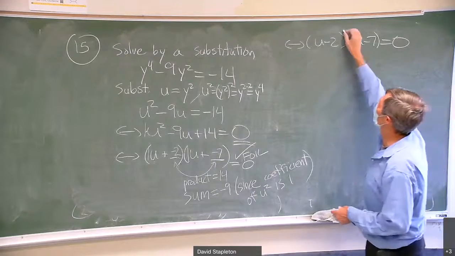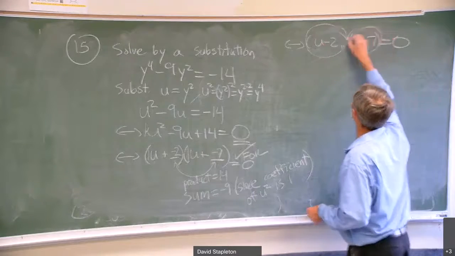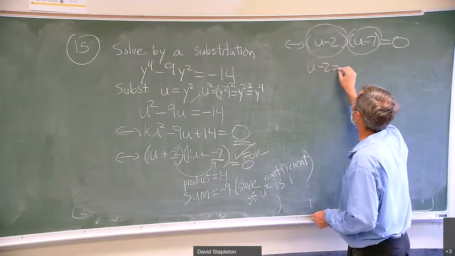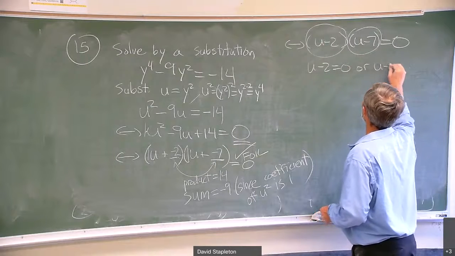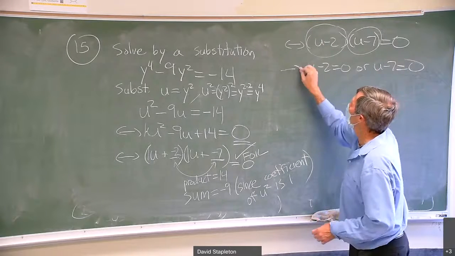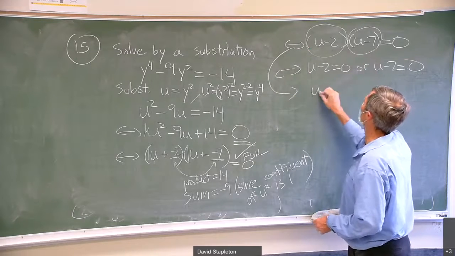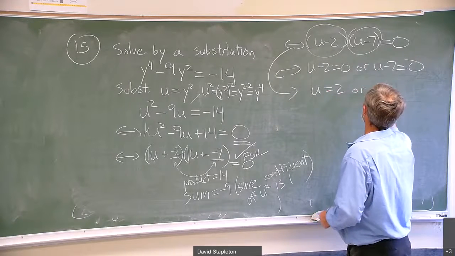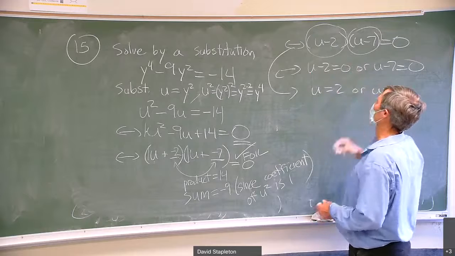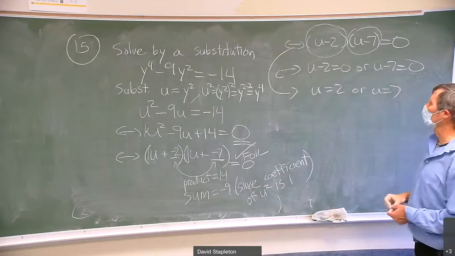Obvious, right? By the zero product property, you have this number times this number equals 0. Either this number equals 0 or this number equals 0. You don't have to write this step. As far as I'm concerned, once you're used to this, you say, oh, u equals 2 or u equals 7. I just wanted to put the zero product property in to show why this works.